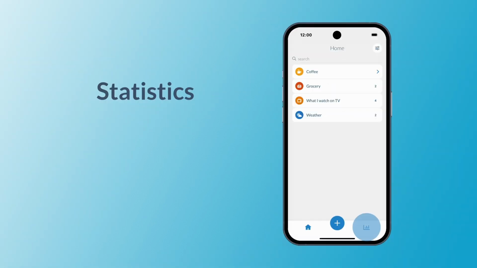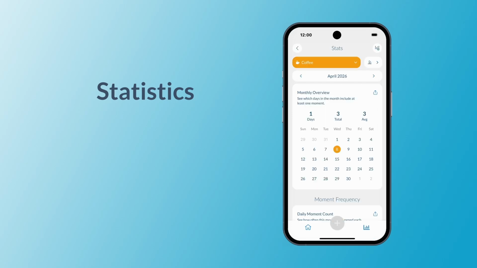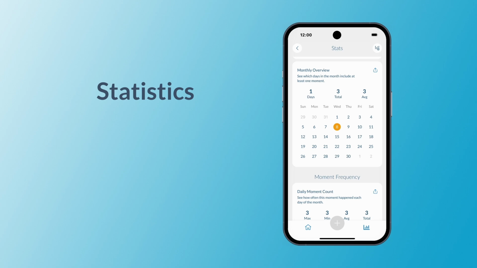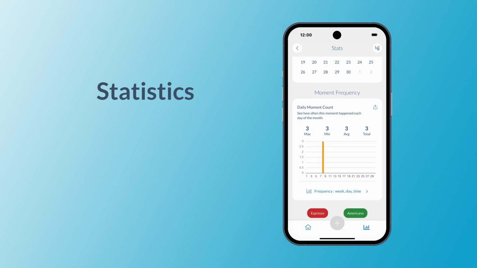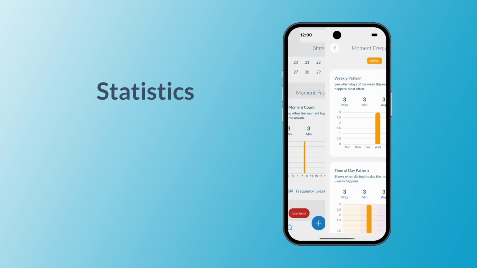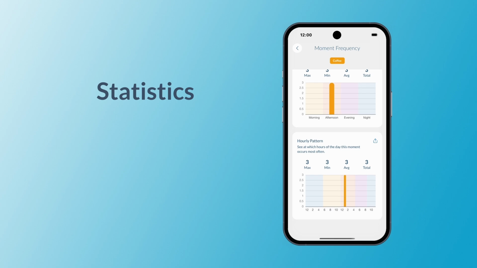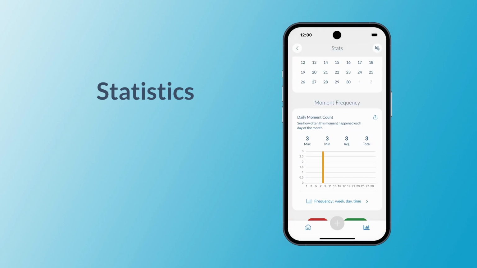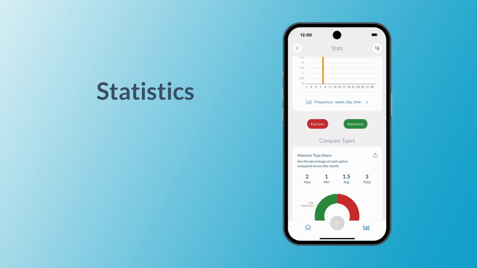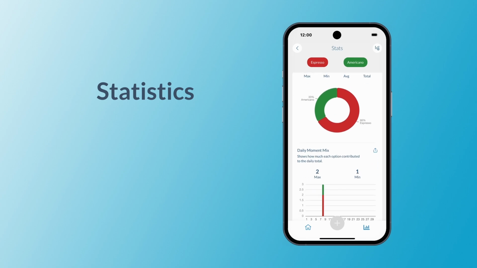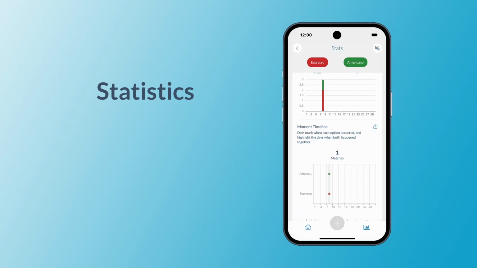Now let's look at your stats. Tap the Stats icon at the bottom. Here, you'll see how often things happen. For coffee, you'll see when and how often you drink it. You can explore days of the week, time of day, specific hours. Scroll down and you'll see espresso and Americano. You can compare them and even see when they happen on the same day.